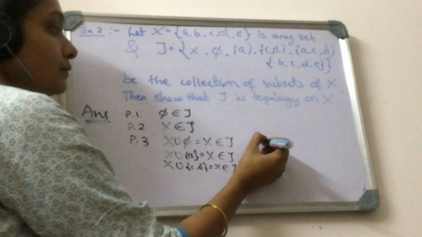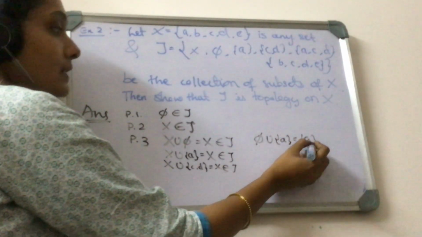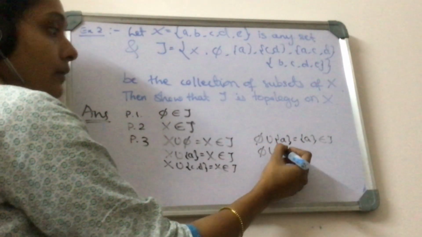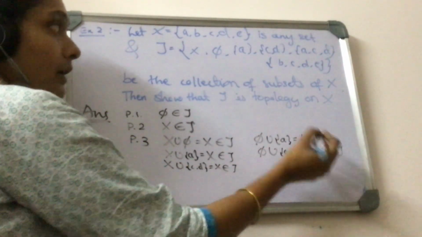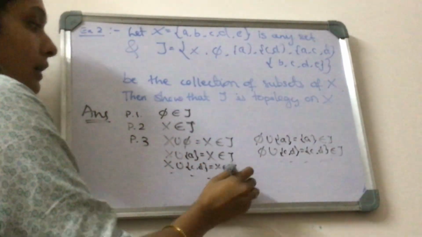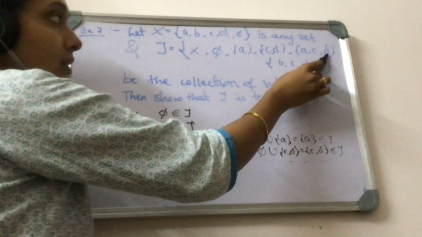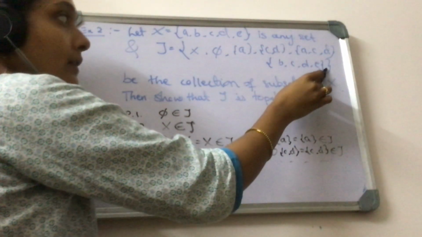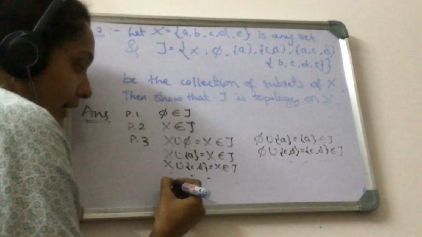Like that, phi union any subset is that subset only. That also no need to check. It is again CD only. Whichever union you do with this, you get that same set. Remaining: A union CD is what? ACD, which is there. A union ACD is ACD. A union BCDE is ABCDE.